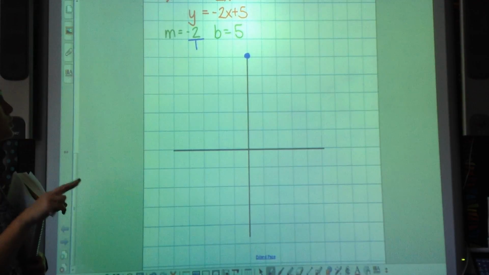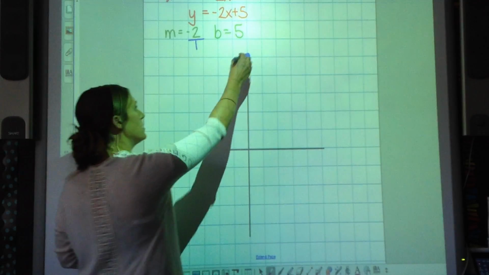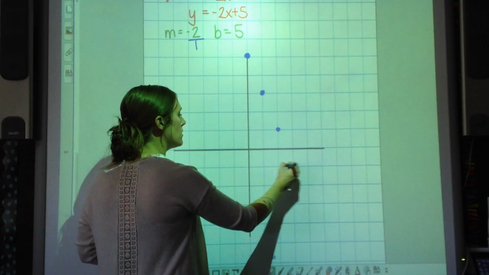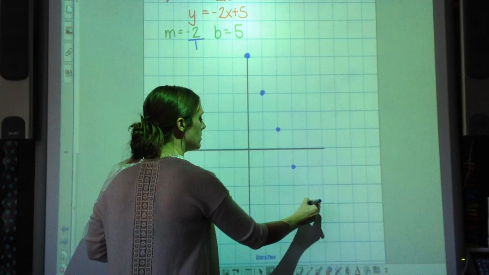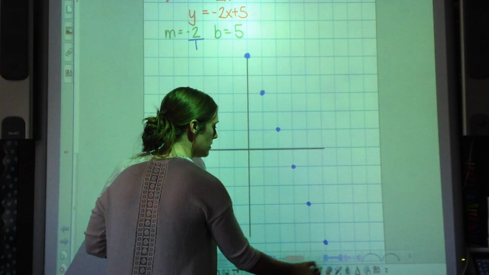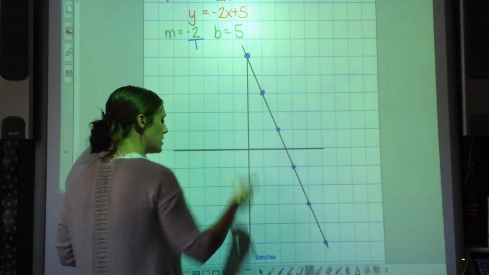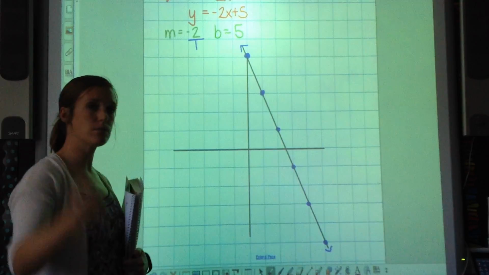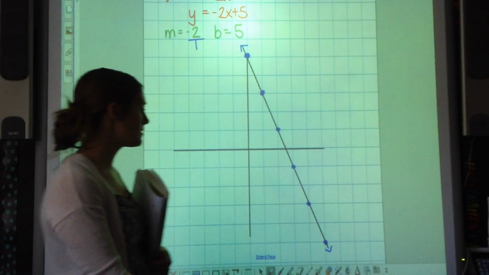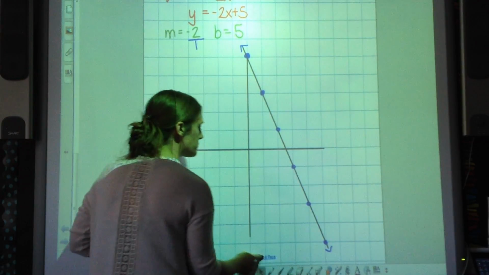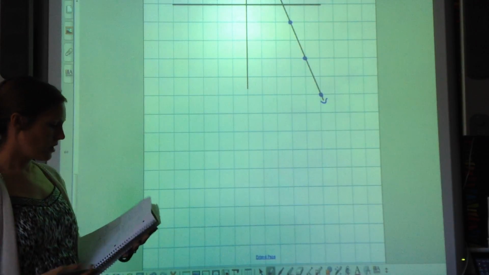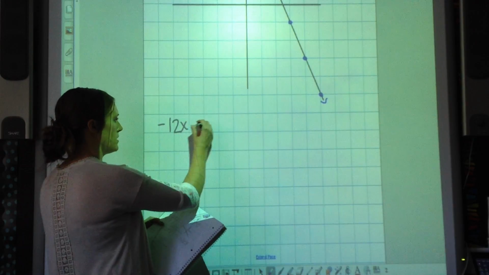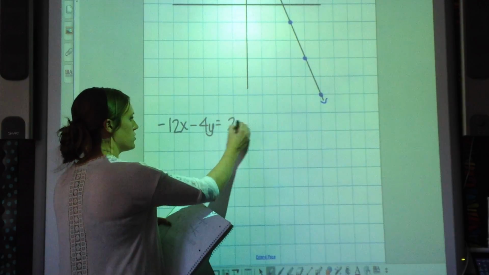Okay, this tells me to go down 2, to the right 1. Down 2, to the right 1. Down 2, to the right 1. Then I use a straight edge to connect the points. Notice these are linear equations, so I'm getting straight lines. I'm not getting crooked W's or B's. I would like you to try -12x - 4y = 2.